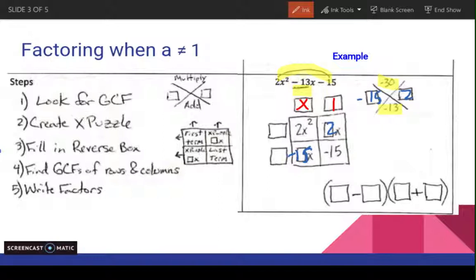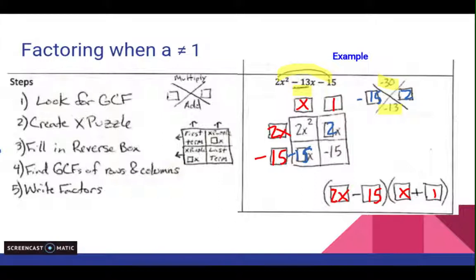Now we move to the top row, 2x and 2x squared is 2x. And then the bottom row, negative 15 and negative 15x is negative 15. So now I have it set up where we have our positive and negative factor down here. So we just have to fill in the factors correctly. We have the quantity 2x minus 15, and we are multiplying that with the quantity x plus 1. So that is the whole step-by-step process all worked out. Let's look at a couple more examples.